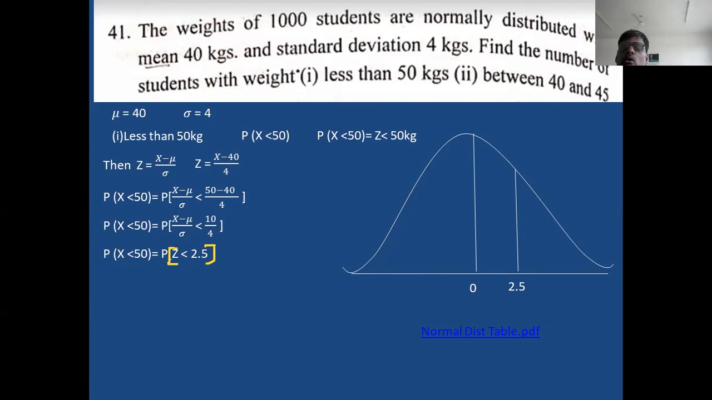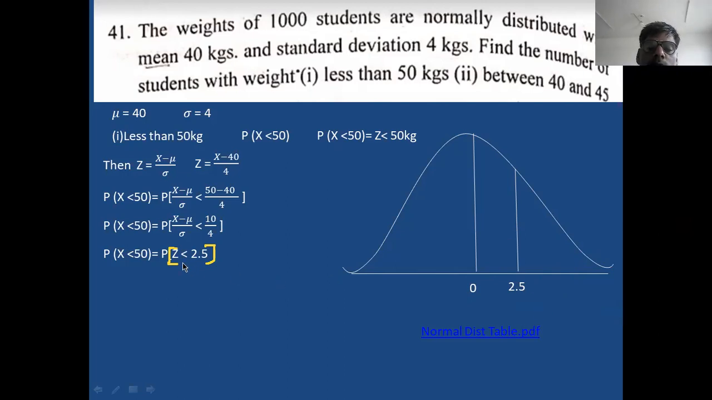In this way, you draw the graph. Once again, you see the graph. First, you draw the x-axis, then draw the bell-shaped curve. Then, in the middle, you put one line that is 0. Left-hand side is minus, right-hand side is plus. Remember this. Thereafter, 2.5 is the number here. You draw one line that is 2.5.